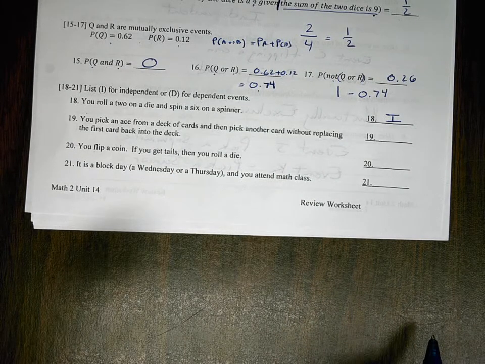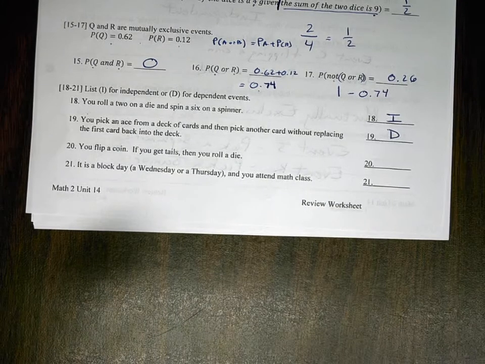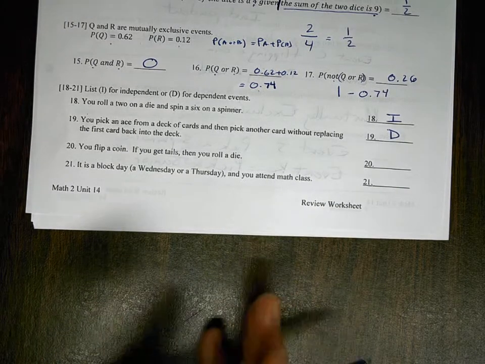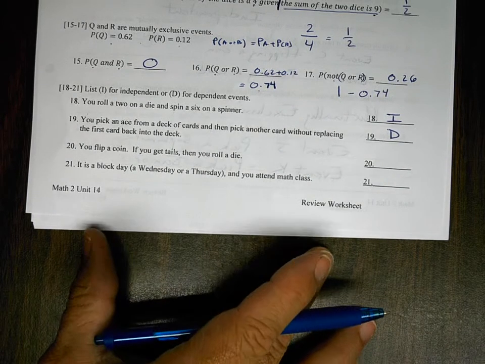Independent or dependent? Your odds are going to change if you don't put that card back in. The first one would be out of 52. The second event would be out of 51 because you didn't replace the card.